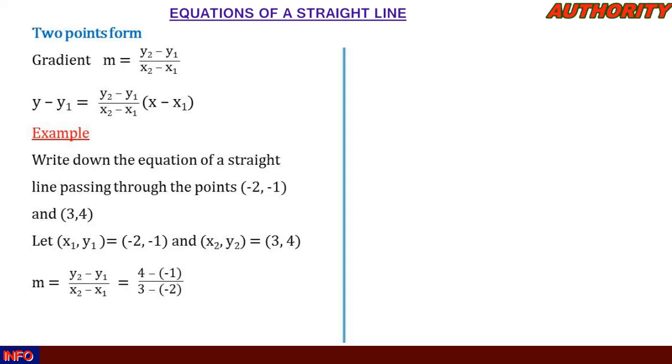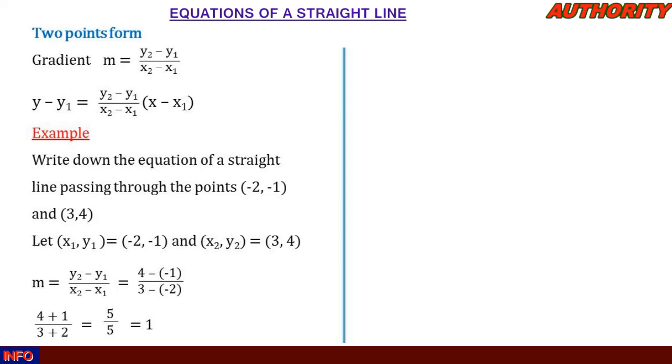So what is our y2? y2 is equal to 4, minus our y1. y1 is minus 1. So here we're going to say 4 minus minus 1 all over our x2. Our x2 is 3 minus our x1, minus 2. So here we're going to have 3 minus minus 2. So in our numerator we have 4 minus minus 1 going to give us 4 plus 1 all over 3 minus minus 2 going to give us 3 plus 2, which is equal to 4 plus 1 is equal to 5 all over 3 plus 2 is equal to 5. So 5 divided by 5 is equal to 1. So our m, the gradient here, is equal to 1.